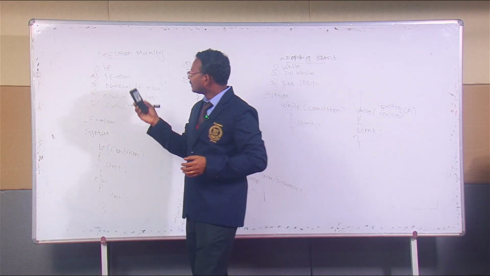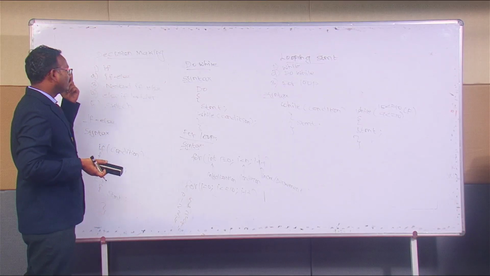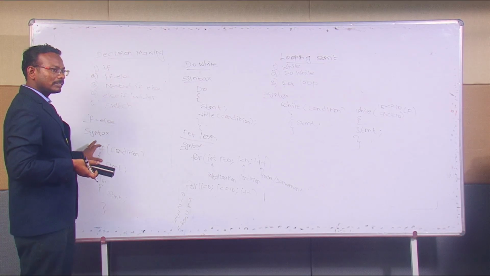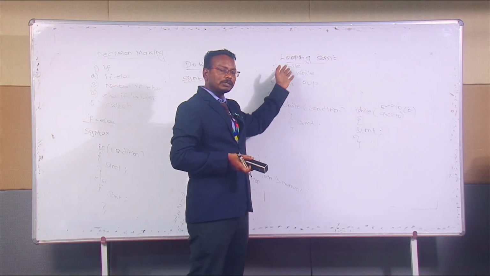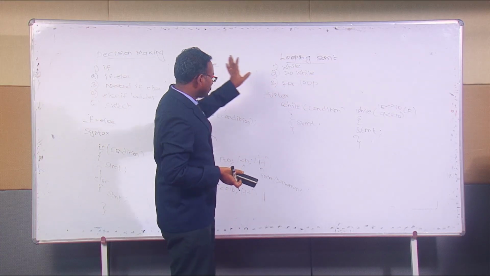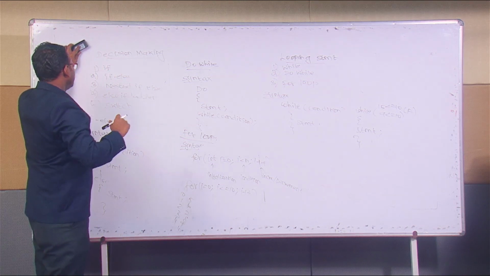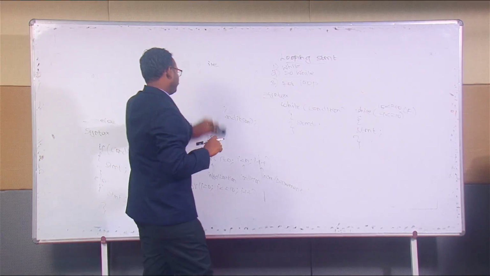What are the decision making statements in C? If else, nested if else, else if ladder, and switch. These are the decision making statements. For looping statements, while, do while, and for loops are used in C. Next we are going to see arrays in C.